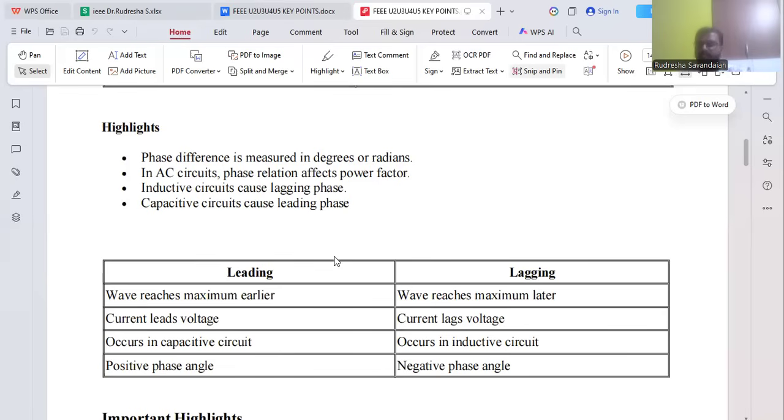What do leading and lagging mean? Leading means the wave reaches its maximum earlier, while lagging means it reaches maximum later. Current leads voltage in a capacitive circuit. Current lags voltage in an inductive circuit. There is a positive phase angle and a negative phase angle.